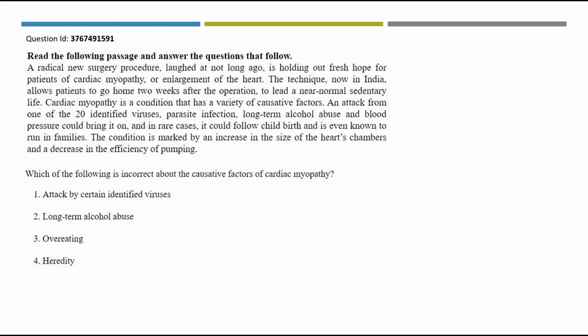Next question. Which of the following is incorrect about the causative factors of cardiac myopathy? What are the different factors they have given? 20 identified viruses, parasite infection, long-term alcohol abuse and blood pressure they have given. In rare cases, it could follow childbirth and is even known to run in families. Attack by certain identified viruses is there. Long-term alcohol abuse is also there. Based on run in families, we can say heredity is also a cause. What is incorrect? Overeating is incorrect. So we will go with option number 3 as the right answer.